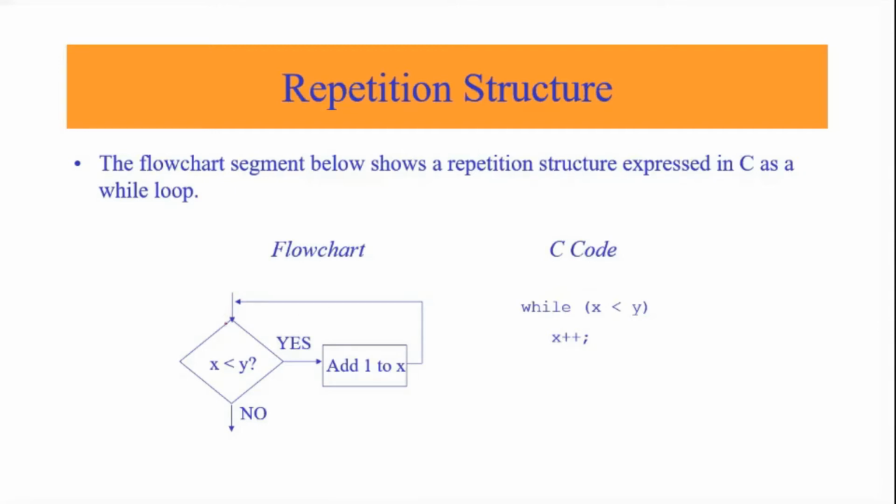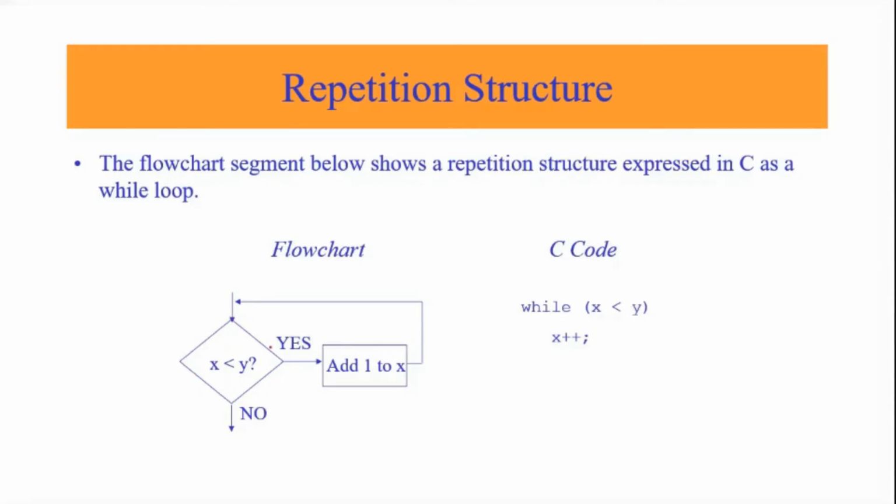Here there will be a checking, that is a decision will be taken, and from this decision, if it is yes, we add 1 to x. That is, if x is less than y, we add 1 to x, and then this particular one branches to before this particular structure, that is before this decision component.